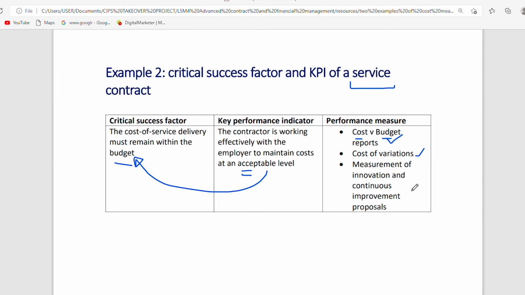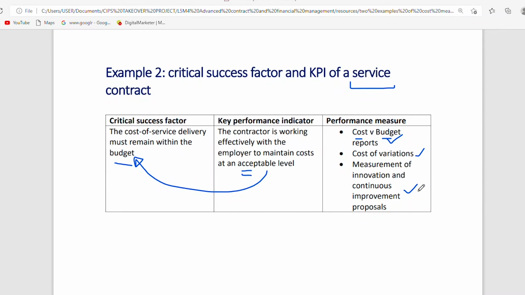Okay. Then there is the measurement of innovation and continuous improvement proposals, like in a situation where the contractor is willing to come up with ways to improve on the cost. So we look at something like that. Or, as the clients, are we also allowed to suggest ways in which we can reduce the budget or reduce the cost in this case?